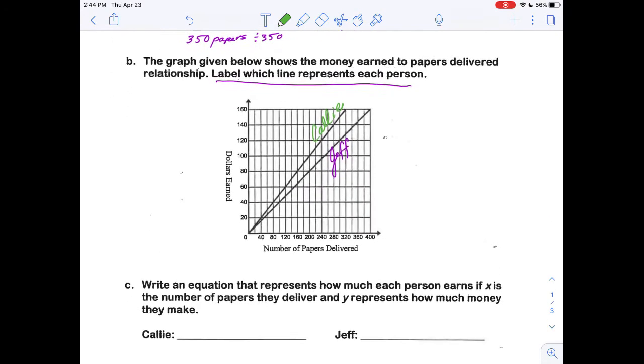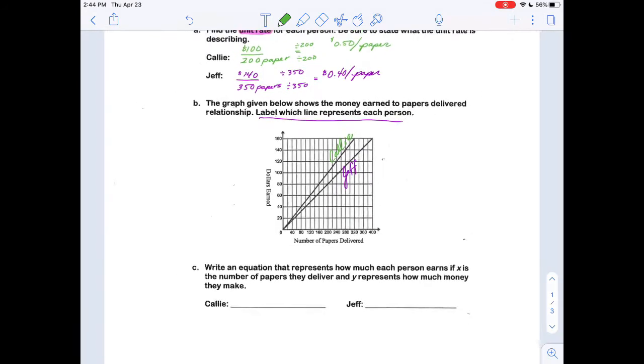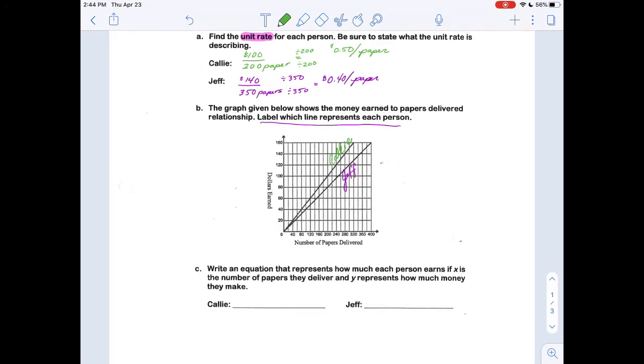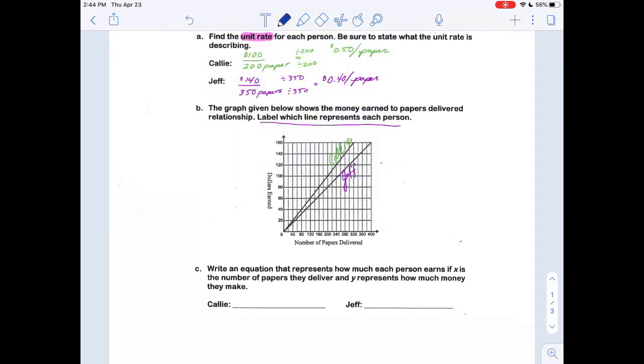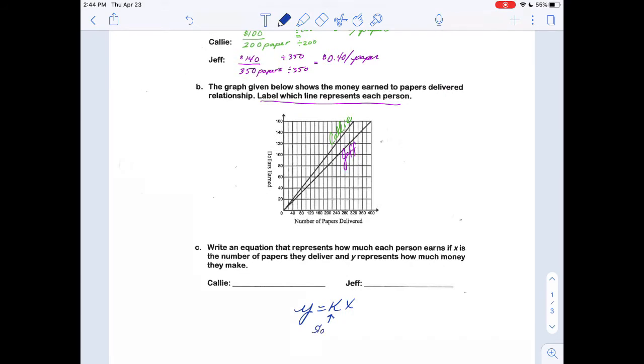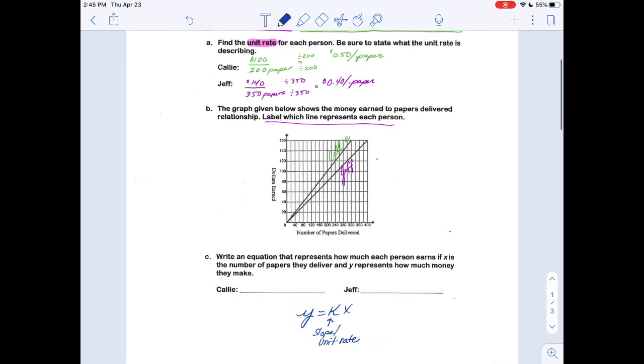If it's asking me to write an equation, notice that both of those do start at 0, 0. If you don't deliver any papers, you're not going to get any money. So I've got my 0, 0, and I can see that they get that same price for every paper, so it is a constant rate of change. And when I do have a proportion, that means we're going to use the formula y equals kx, where that k is what we call the slope or that unit rate, that constant rate of change. So it should be pretty easy to write those equations.